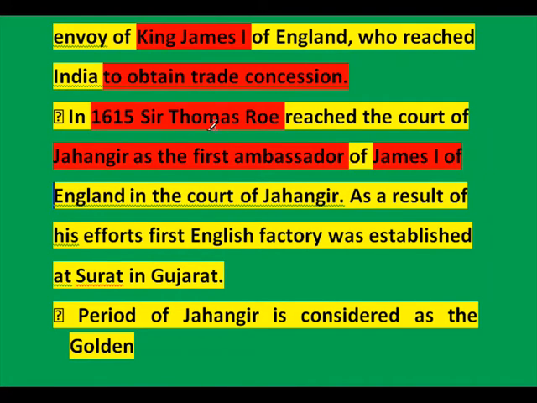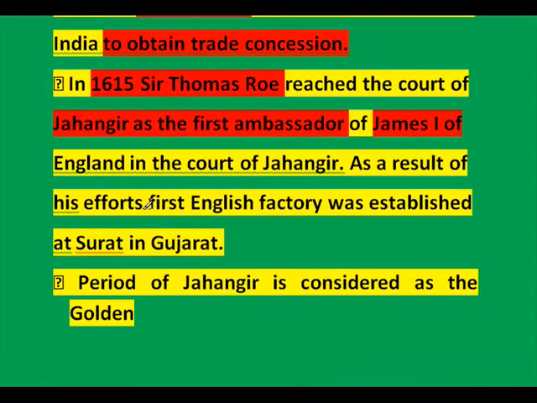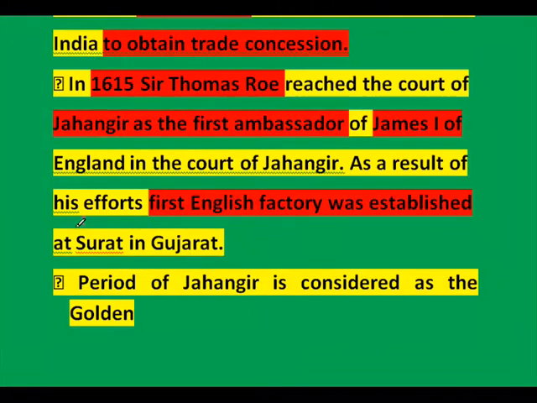So Thomas Roe was mainly an ambassador of James I of England in the court of Jahangir. As a result of his efforts, the first English factory was established at Surat. Where was the first English factory set up? It was set up in Surat, in Gujarat.